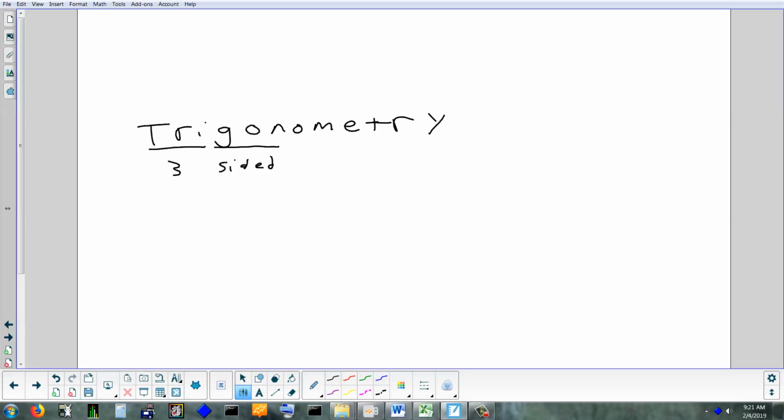We normally call a 3-sided shape what? A triangle. Okay, we normally call it a triangle, but there is a name ending in gon, and it's called a trigon. Just like a 4-sided shape, we normally call it a quadrilateral. Well, the name ending in gon, that means a 4-sided shape. Does anyone know that one?